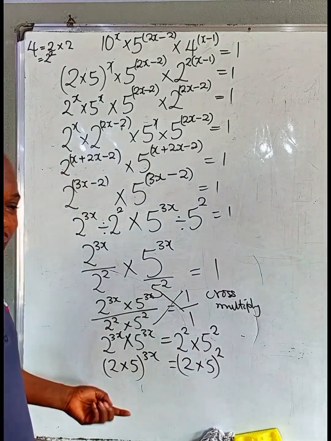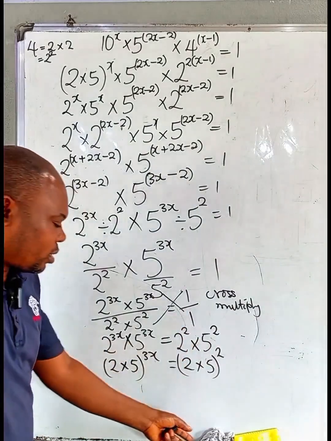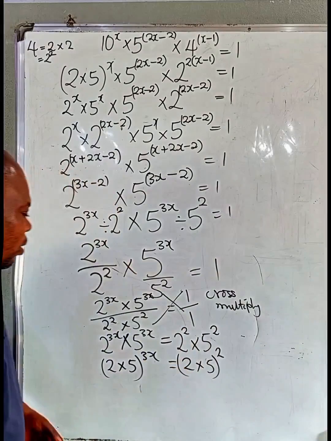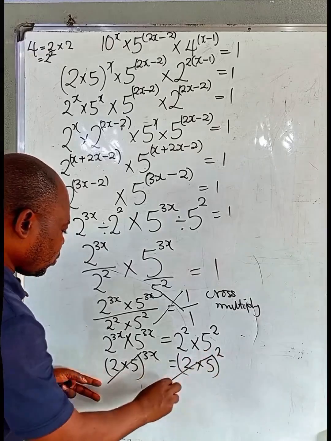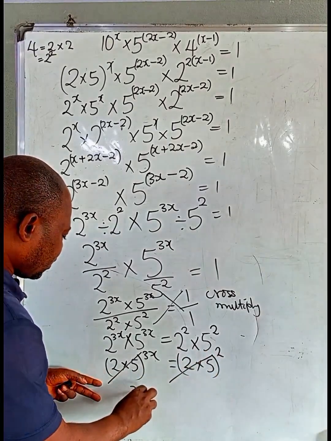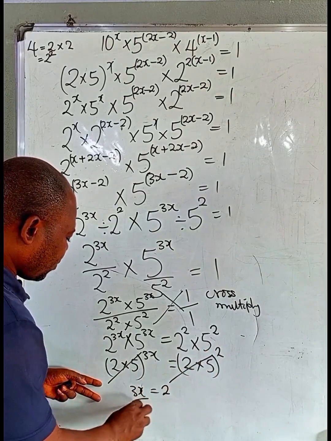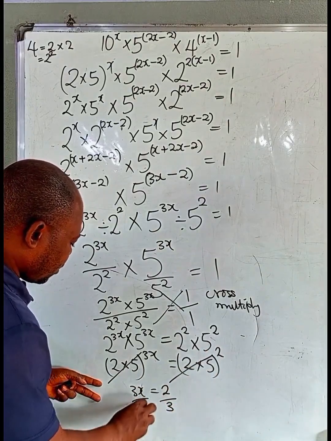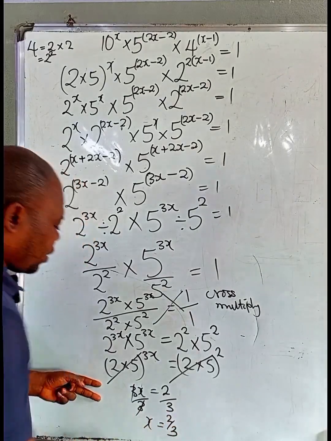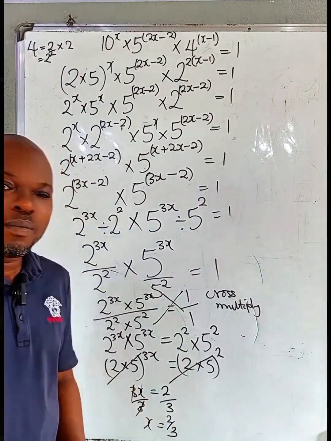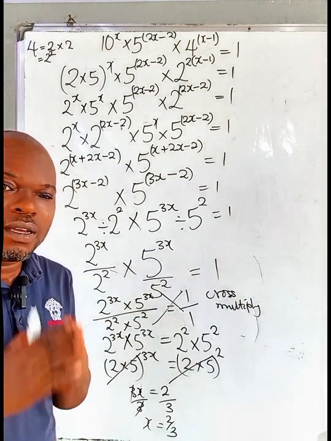At this point, the bases are the same, so we simply drop them. We have 3x equals 2. We divide by 3 on both sides, and 3 cancels, so x is equal to 2 all over 3. So the final answer to this is simply 2 over 3.